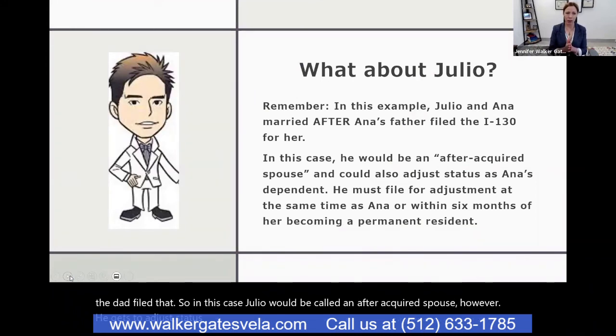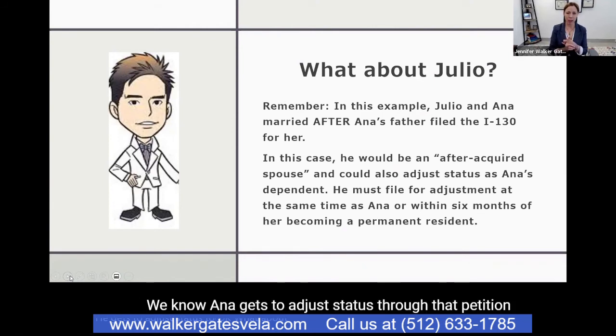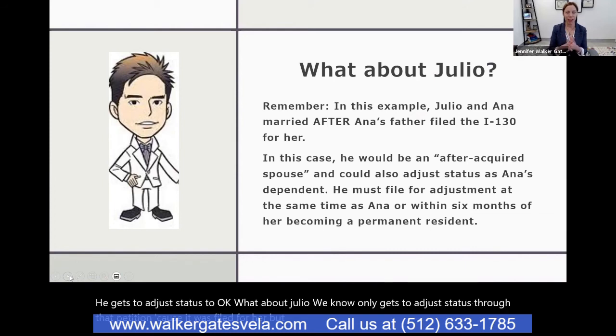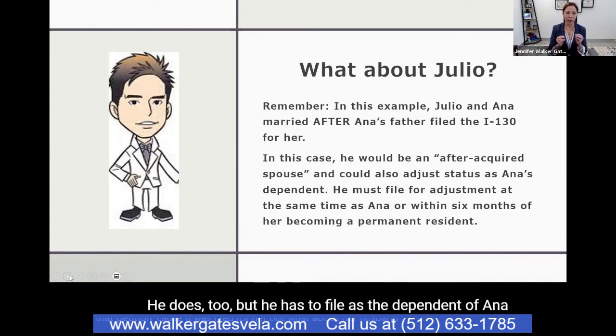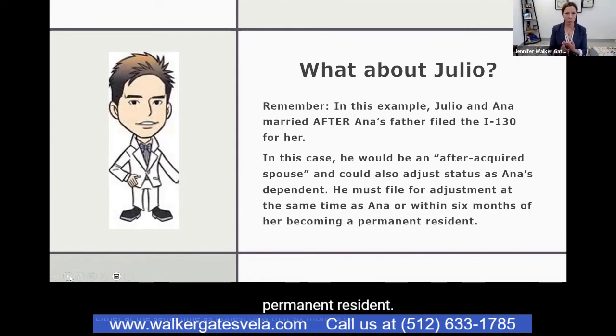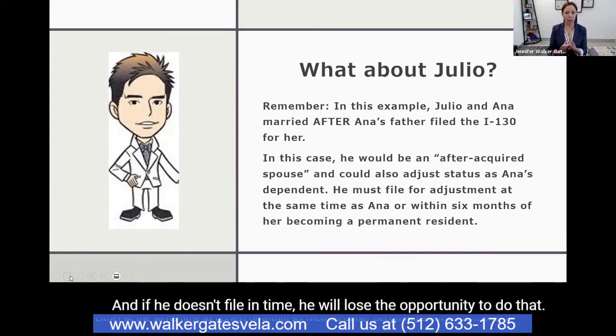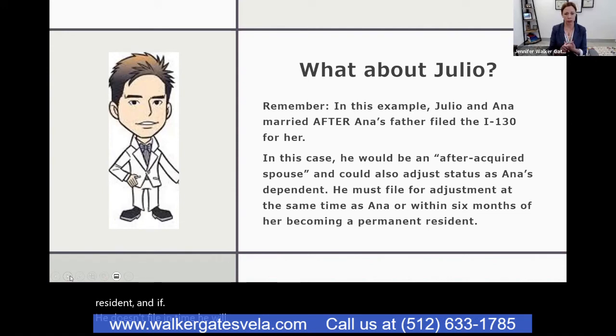What about Julio? We know Anna gets to adjust status through that petition because it was filed for her. But what about her husband? He does too, but he has to file as the dependent of Anna, okay? So he has to file his application either at the same time as Anna's or within 6 months of her becoming a lawful permanent resident. And if he doesn't file in time, he will lose the opportunity to do that.